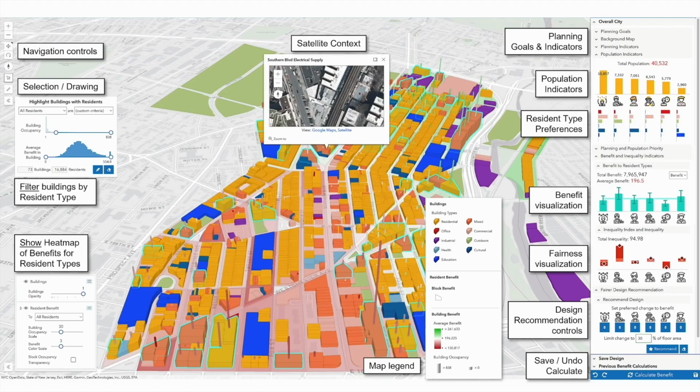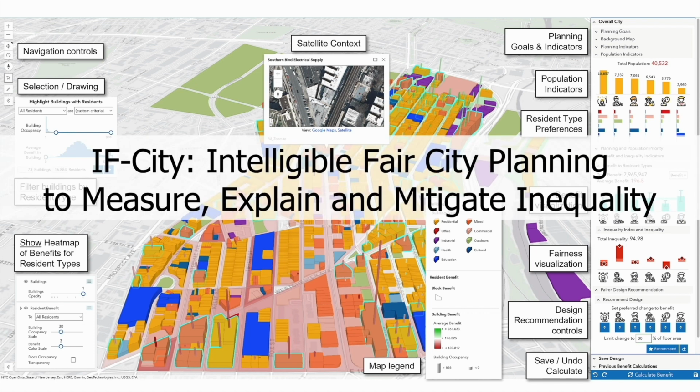We propose an interactive visualization tool called IFCity for urban planners to design fair neighborhoods. It balances the benefit from building locations across residents with different preferences. We got ideas from Lim and Dey's intelligibility taxonomy, which explains things for non-data scientists, like answering questions like why not, what if, and how to for intelligent systems.